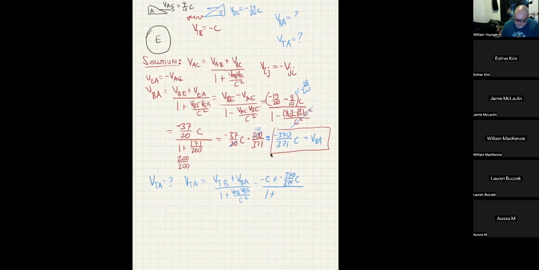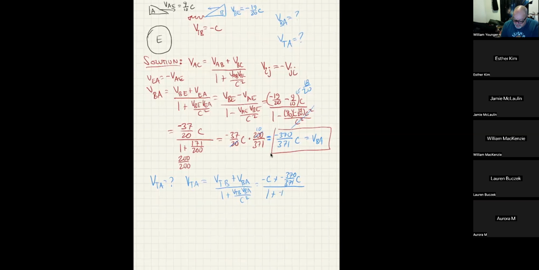Now, I'm going to go ahead and cancel out the c's, but basically I'm going to say this is negative 1 times 370 over 371. And that was negative 1, and the other one was positive, right? So that was negative 1 for that one, and the other one was also negative, so I should put a negative in there as well. When I add this negative c on the top, that becomes 371 over 371. So I'll factor out a negative c, and I'll say this is 371 over 371 plus 370 over 371.